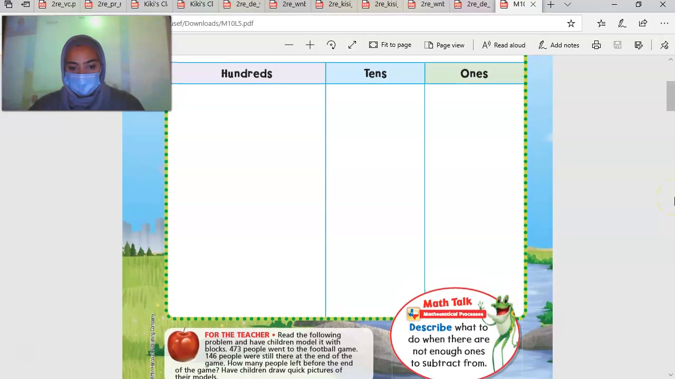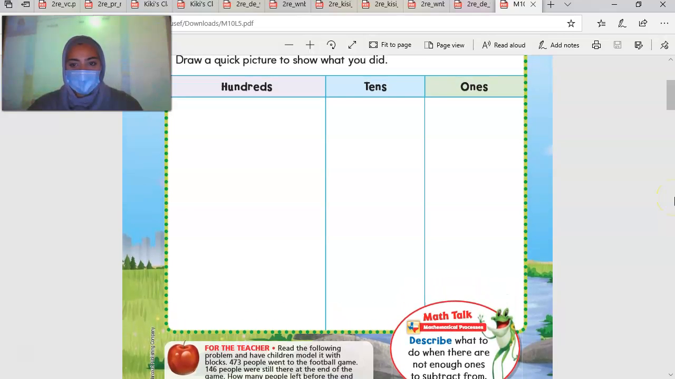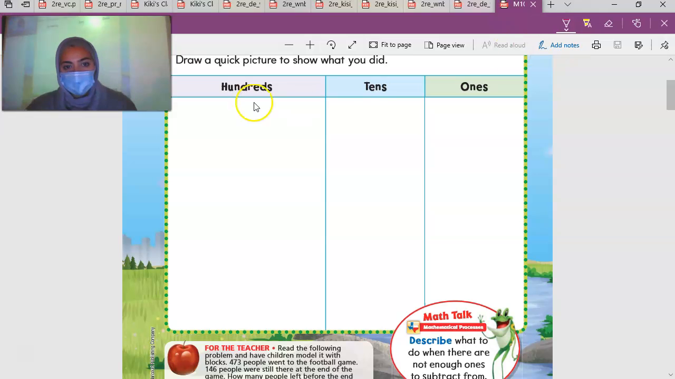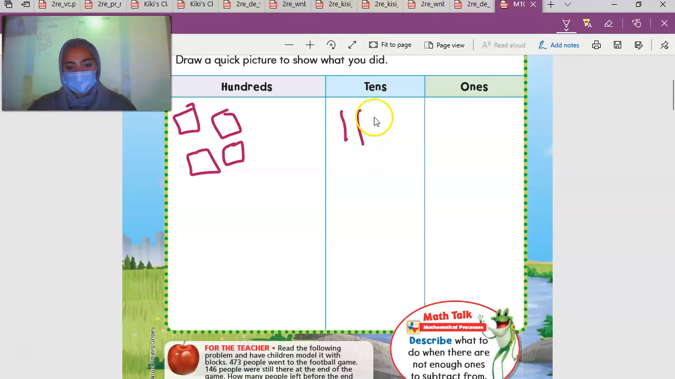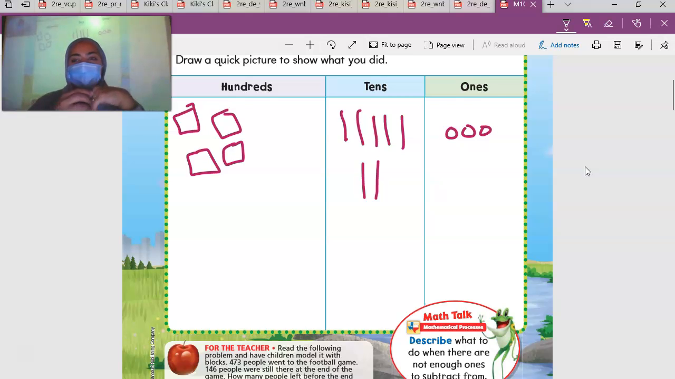So we're going to draw that out. There were 473 people. I'm going to draw 4 hundreds, seven tens, and 3 ones. 146 people were still there at the end, so we're taking away 146.